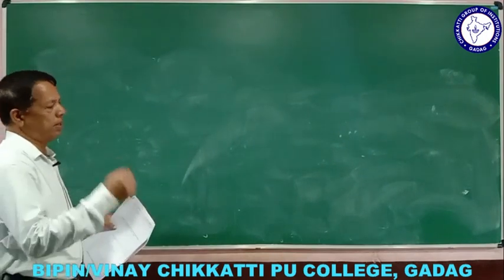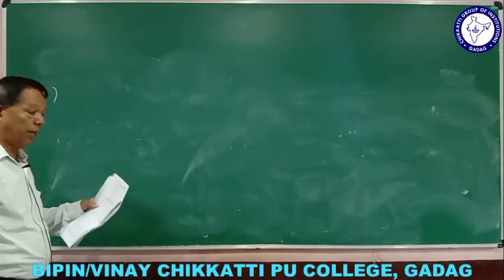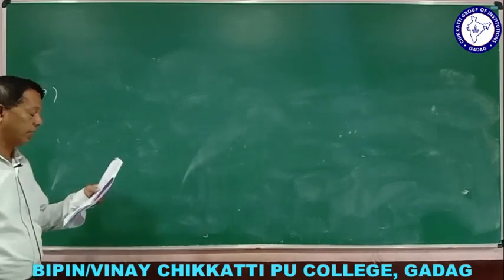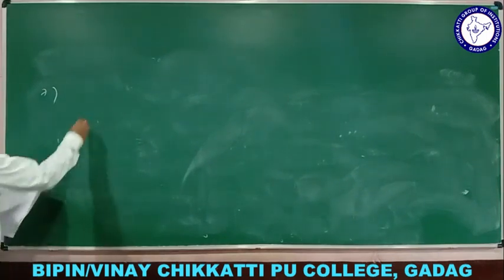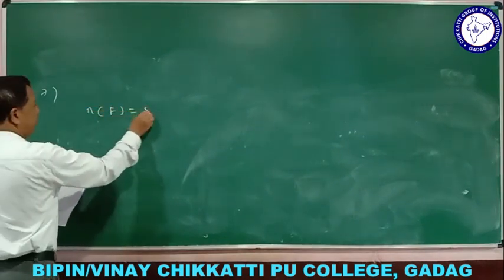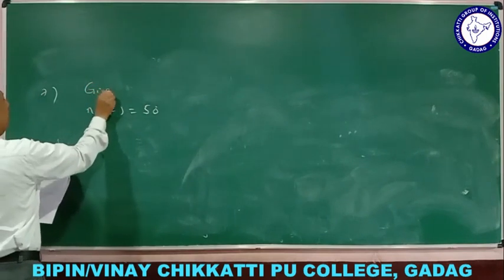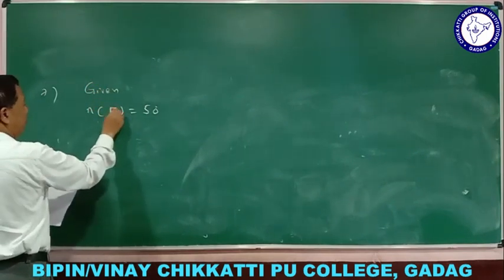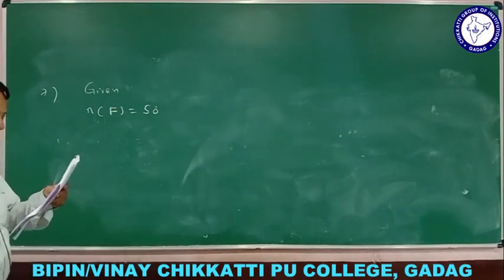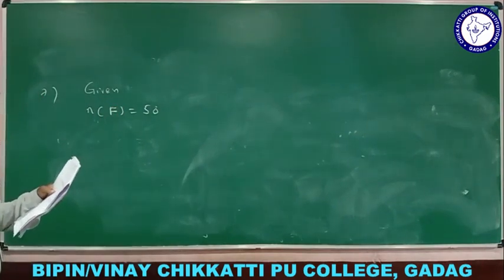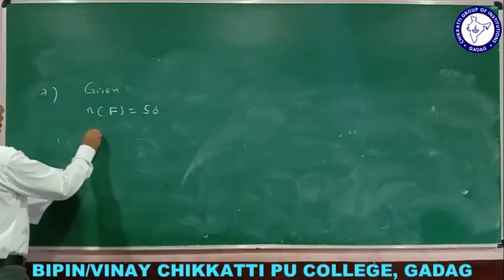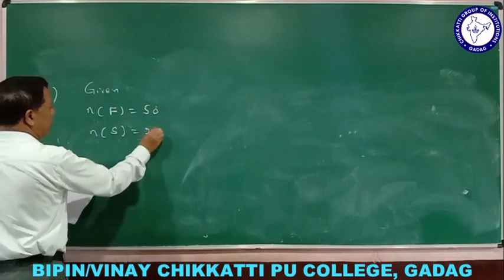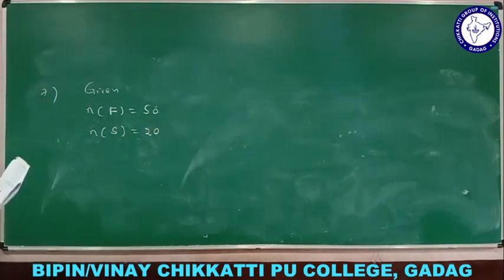There are always some clue points that you should understand. Don't get confused if the statement is like this. In a committee, okay, no problem. 50 people speak French, so N of F is equal to 50. Look, this is given. The people who speak French is 50. And 20 speak Spanish, so N of S is 20, and 10 speak both Spanish and French.